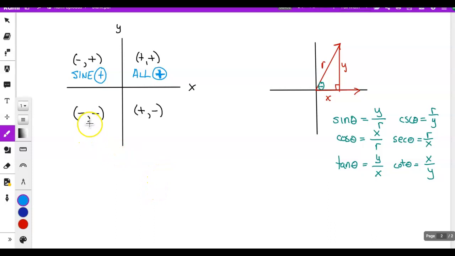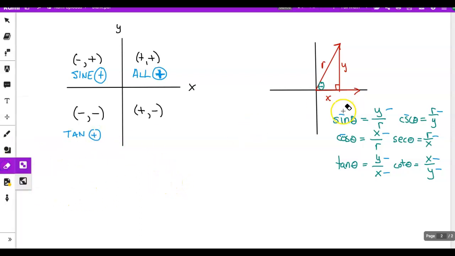Now, if you go back over here and you make your x's and your y's negative, a negative over a positive is going to be a negative. So sine's going to be negative, cosecant's going to be negative, cosine's going to be negative, secant's going to be negative. But if you divide two negatives, you get a positive. So in the third quadrant, it's tangent that's positive. And don't forget, its reciprocal follows it.